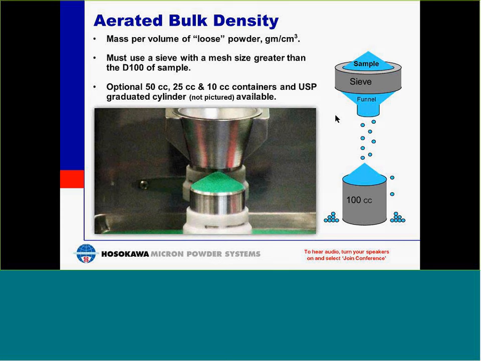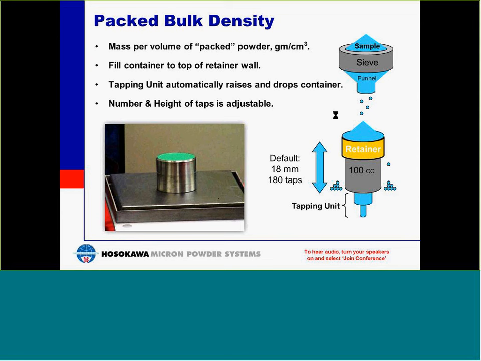Packaging. With the packaging, what we're going to do now is basically put an extension on the 100 cc cup, which is quite frankly the same capacity as the cup itself. We're going to fill that retainer, and we're going to tap in accordance with the Carr measurement for 180 taps at a drop height of 18 millimeters. When the 180 taps have concluded, the material, which should be above the lip of the cup, is scraped. And this tends to be a more reliable form of measurement when determining the packed bulk density.